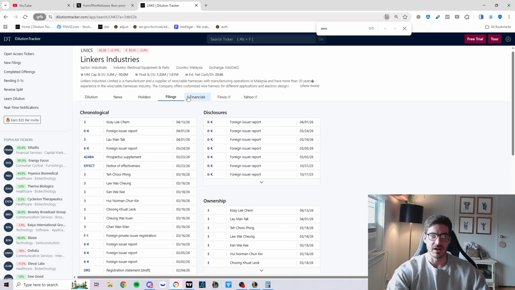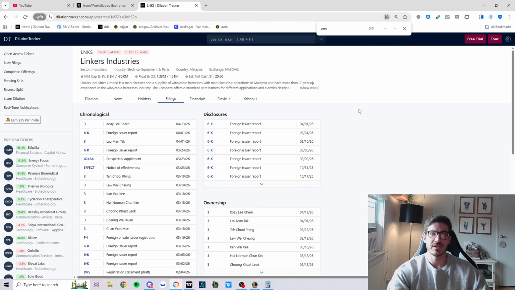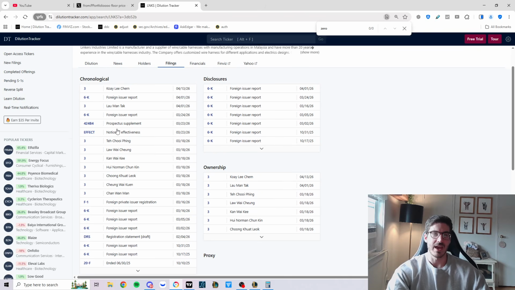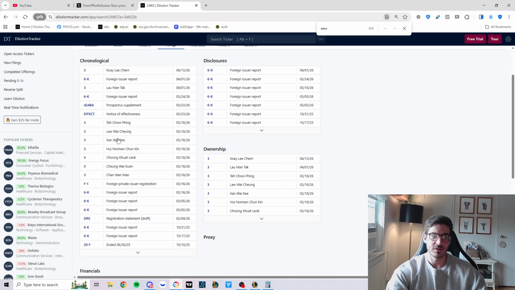There's no reason to look. Look at these filings, guys. This is all free, by the way. You don't even need to pay for this on Dilution Tracker. It's all free. Just look at it. Take the time. When you start to get the hang of it, it doesn't take long. Actually look through. Click on each filing. Click on what they are, right?